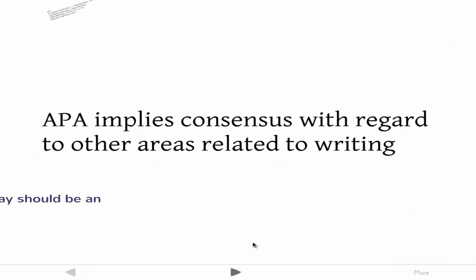So APA implies a consensus, as we've already mentioned, with regard to other areas related to writing. It may be another course in psycholinguistics or applied linguistics, where they're required to write some sort of paper that must adhere to APA. So again, the idea here is to start a dialogue, working with educators and other teachers, and basically come up with the criteria that will be used to evaluate our students' work.